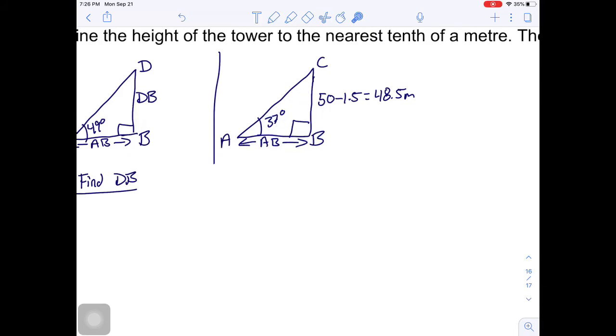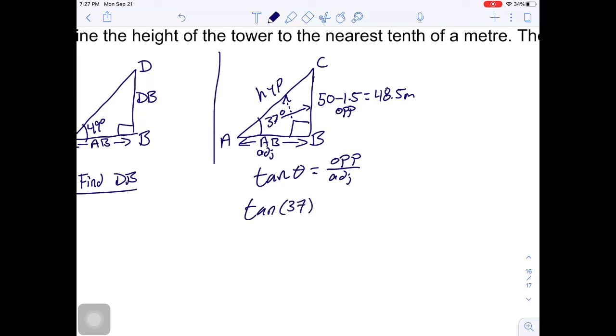How do all these things relate? Well, first off, find your hypotenuse. This is the hypotenuse. In terms of this angle, this is opposite, making this have to be adjacent. What relates opposite and adjacent? That's tan. So tan angle equals opposite over adjacent. Now let's plug in. If I'm talking about tan 37, my opposite length to 37 is 48.5, and my adjacent length is what I'm trying to find, A to B. And then from there, I can solve for A to B.